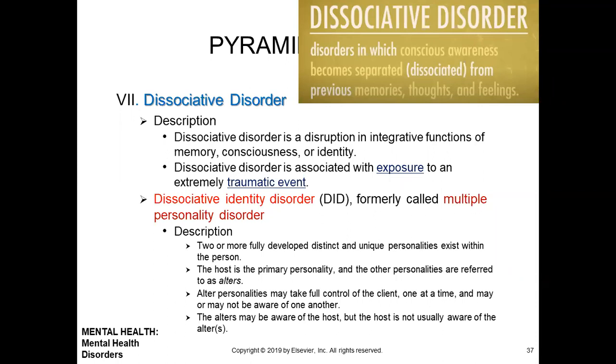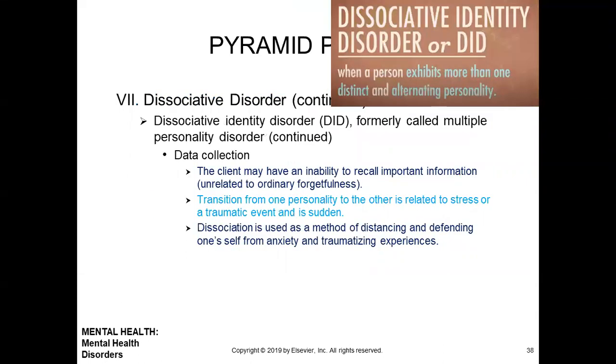So patients have two distinct personalities at the same time, right? So what did they say about this? The first one they talk about is dissociative identity disorder, formerly called multiple personality disorder. When a person exhibits more than one distinct and alternative personality, we call it dissociative identity disorder.